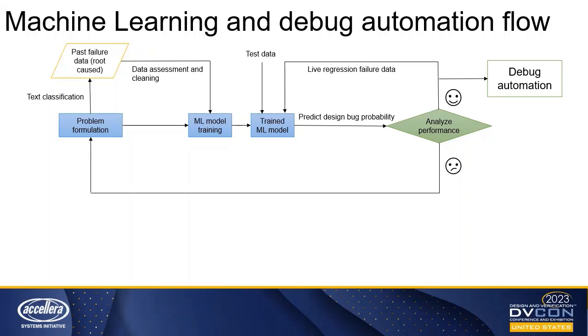Now, if the design bug probability is above a certain threshold, the simulation for that failing test is relaunched with waveform dumps. The relevant debugger is notified once the waveform dump is available, along with the instructions to open the waveform and update the database with debug details once the failure is root caused.